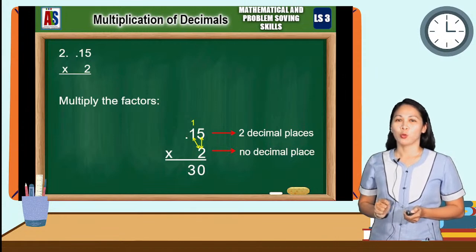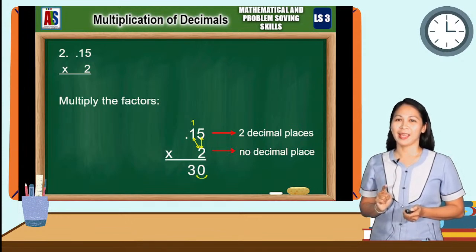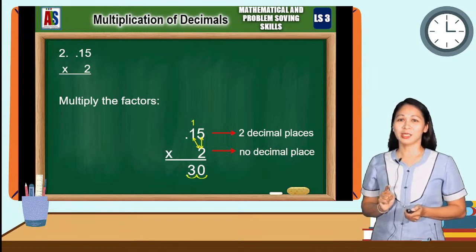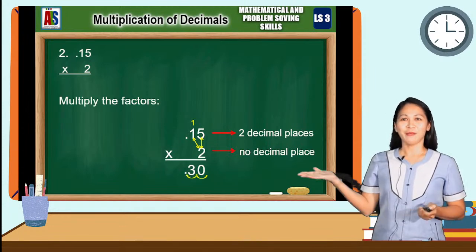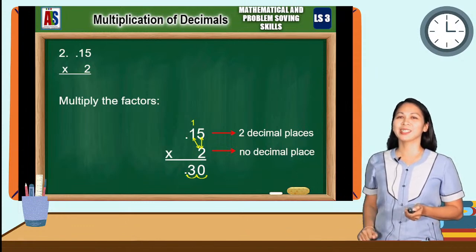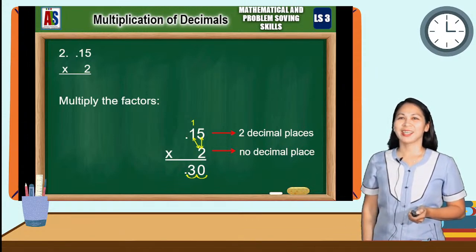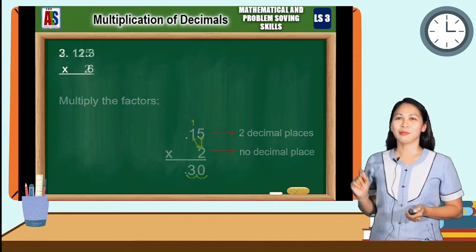Now, we will put the decimal point 2 places from the right going to the left. Let's count. 1 and 2. So the decimal point is here. Therefore, the product of 0.15 and 2 is 0.30. Do we have the same answer? That's great! Now, for the last number, number 3.